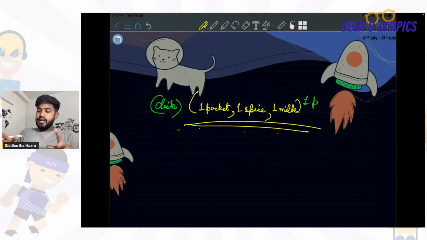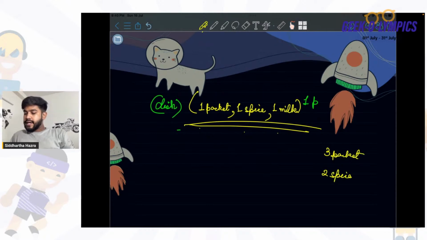मुझे पनीर की डिश बनानी है और अगर मैं एक पर्सन के लिए वो डिश बनाऊंगा तो एक पैकेट पनीर लगेगा, एक पैकेट स्पाइस लगेगा, एक पैकेट मिल्क लगेगा. लेट्स से अब हमारे पास 3 पैकेट ऑफ पनीर है, 2 पैकेट ऑफ स्पाइस है और 5 पैकेट ऑफ मिल्क है. ओके, लेट्स से हमारे पास 5 पैकेट ऑफ मिल्क है.